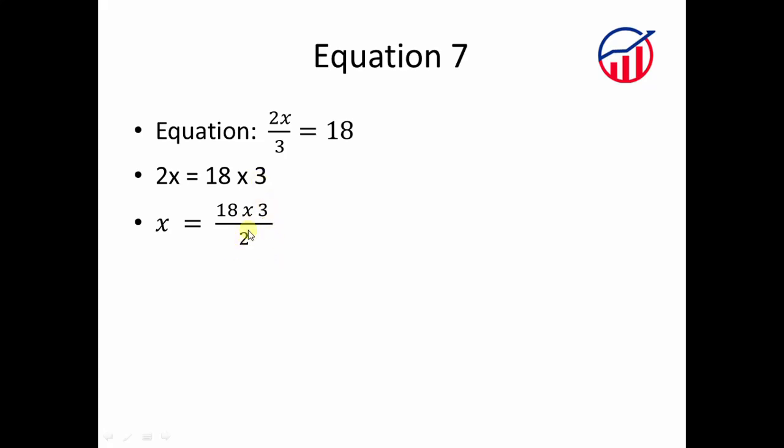So what I'm going to do is 2 9s are 18 over here. You can see x is 9 by 3. So x is 27. So let's check another equation, equation 8, which is there.